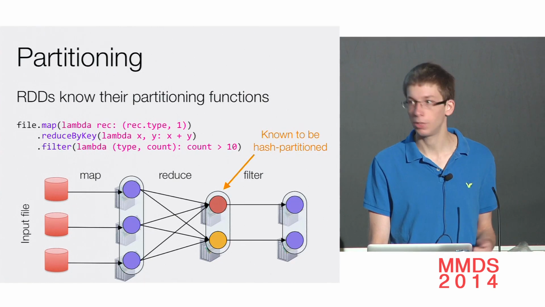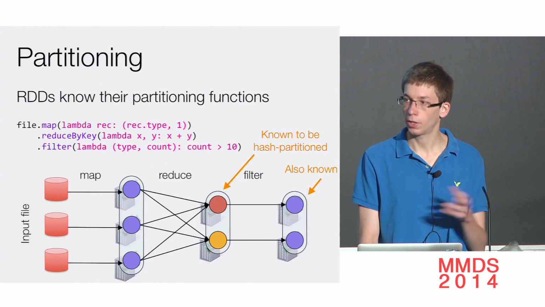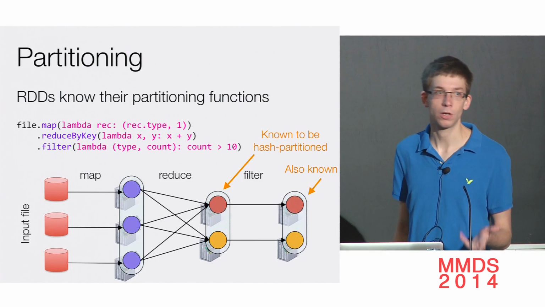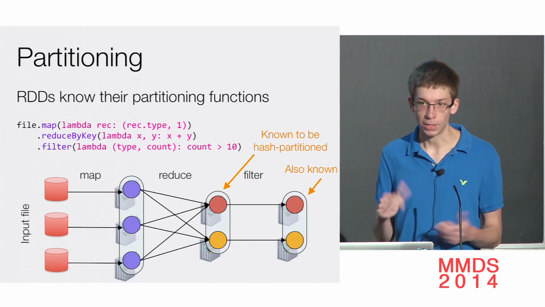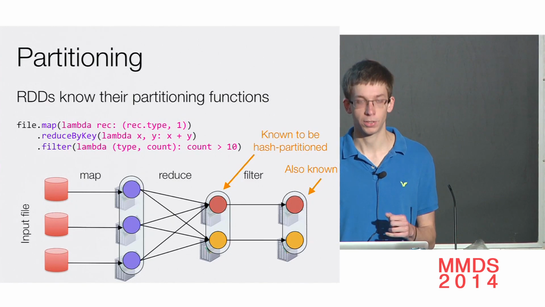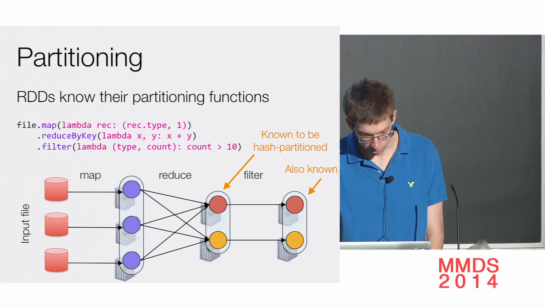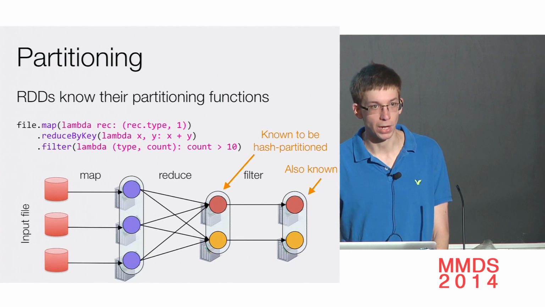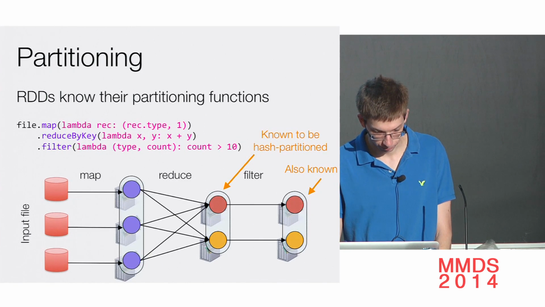And in fact, even when you do things like filter, filter can only eliminate some records. It's not going to change the keys and the partitioning. So it knows that this data set is hash partitioned as well. So this comes in when you do things like the matrix vector multiply that I talked about in PageRank, where you want to group together one of the data sets in advance because you'll keep multiplying with it.